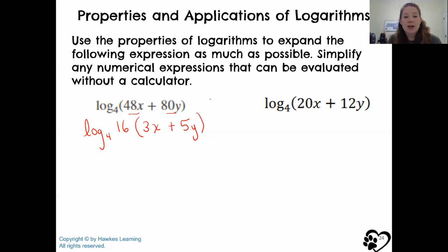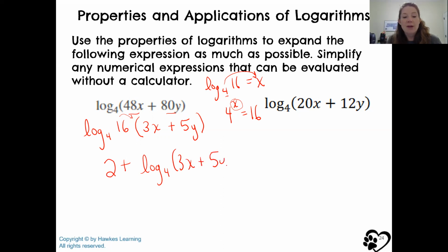All right, let's concentrate on log base 4 of 16. What does that equal? Well, remember last week we started doing logs. You take that base, raise it to this exponent, set it equal to 16. 4 raised to what power is 16? Well, the answer is 2. So log base 4 of 16 is 2. And then since this is being multiplied, we're using addition, just like those properties told us. So 2 plus log base 4 of 3x plus 5y. And that is our answer.